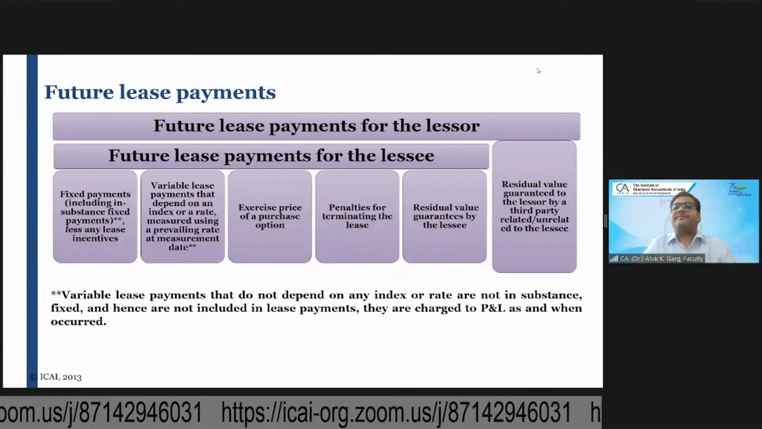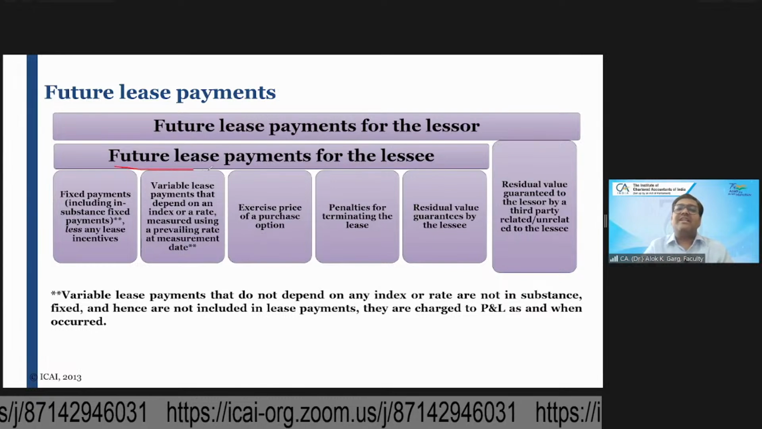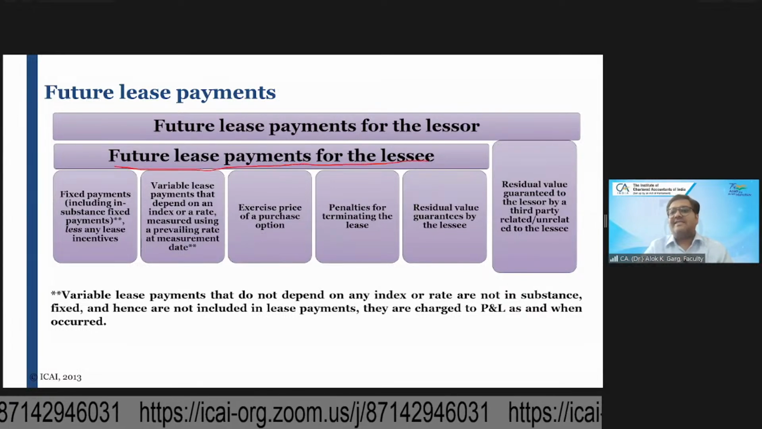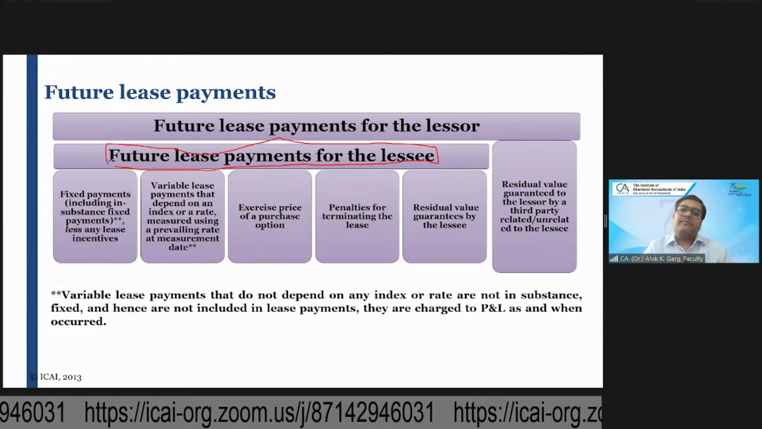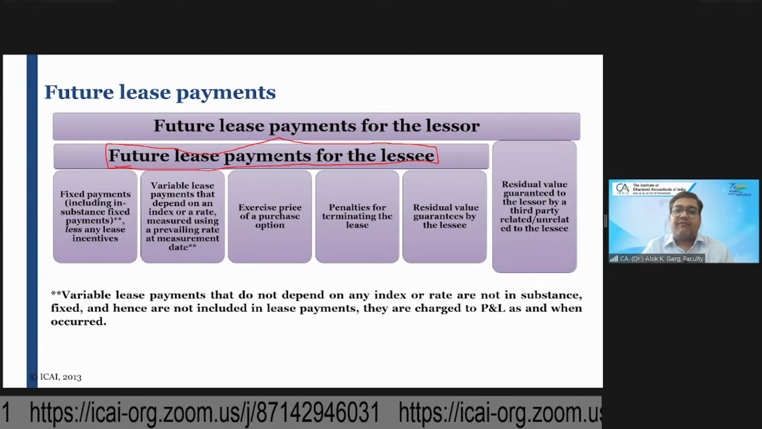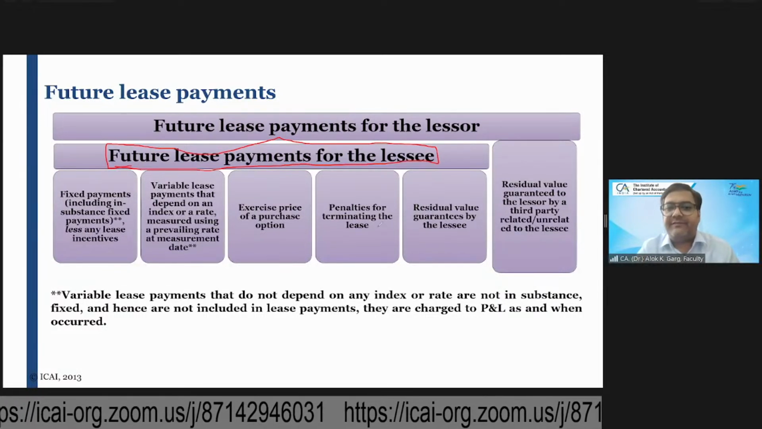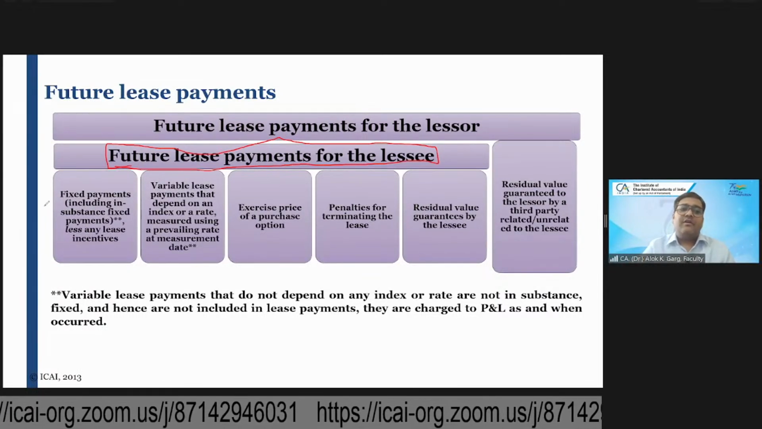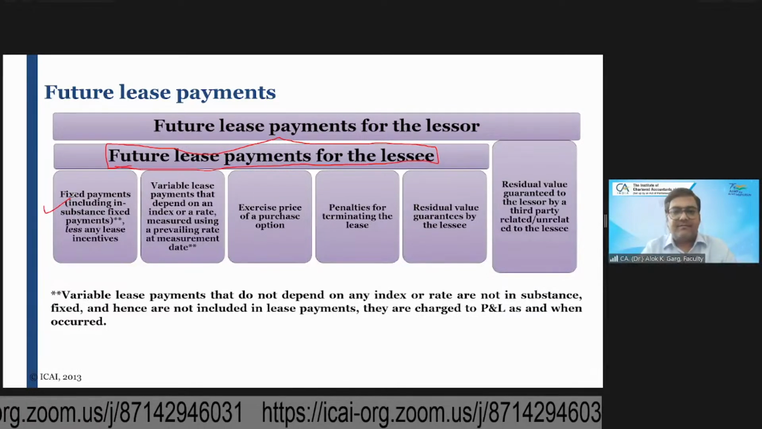The standard says that the lease payments, which are also known as future lease payments for the lessee, and right now we are talking about the lessee. There are 5 kinds of payments which are going to be considered for the lessee. Number 1, fixed payments including in-substance fixed payments.